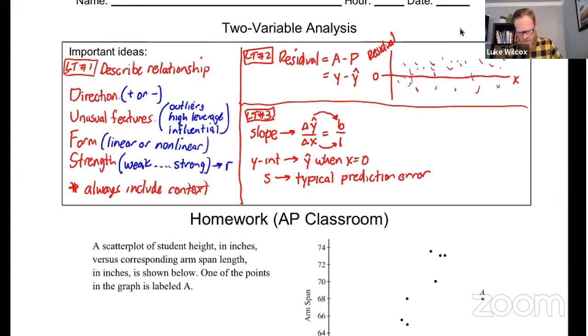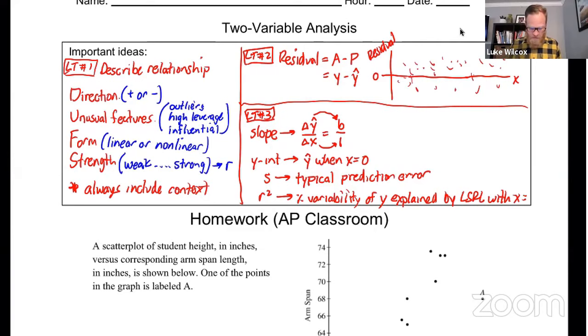And then finally, the last one that we talked about is interpreting R squared, which is the percent of the variability of y, although you'd use the context of whatever that variable is, explained by the LSRL with x, and you would indicate whatever the explanatory variable was there.